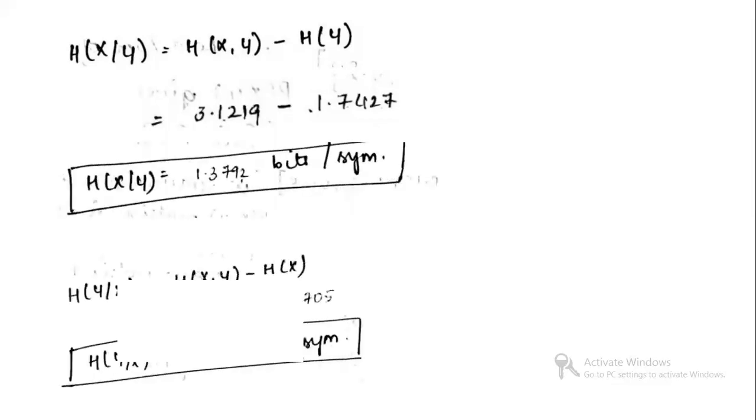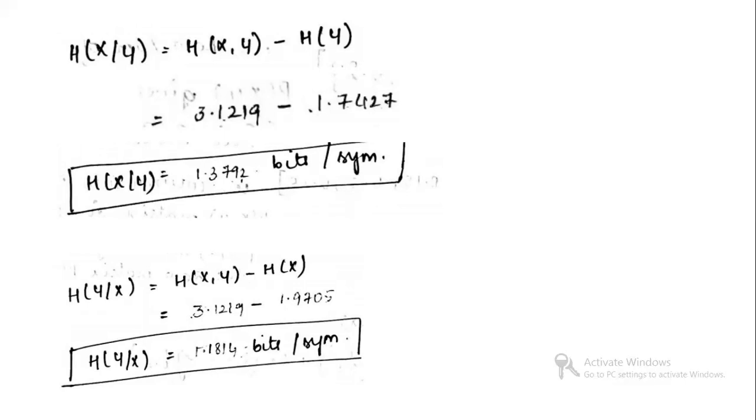Similarly, H(Y|X) equal to H(X,Y) minus H(X). Substituting the values of H(X,Y) and H(X), we get the H(Y|X) value. This is one of the types of the problem.